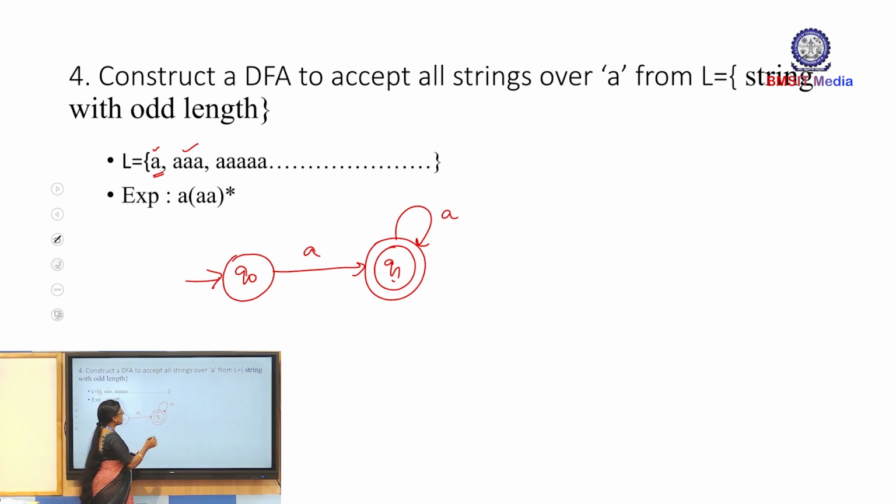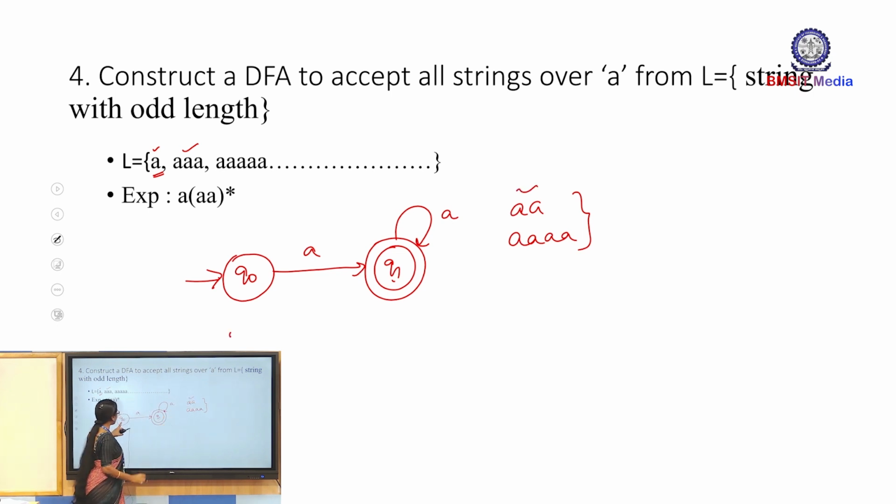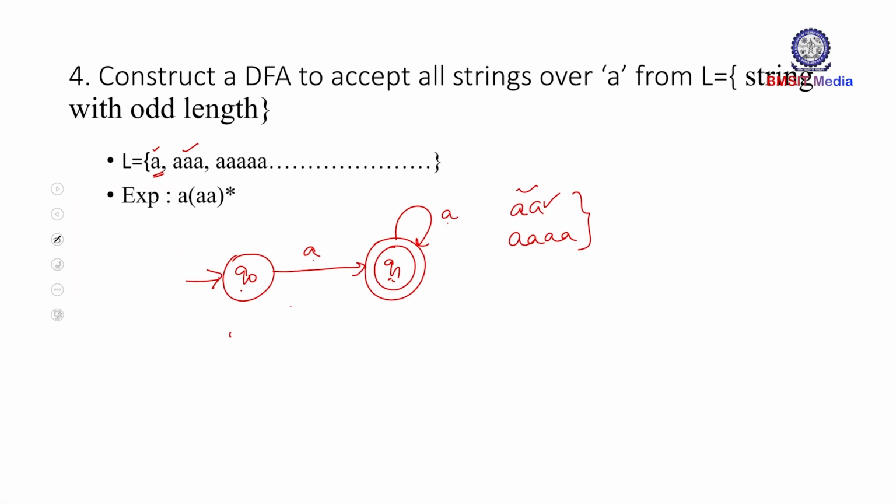But then you can see that if I have 2 A's, or 4 A's, which are even length, all of these would be accepted with this DFA. So how will it accept 2 A's? I'm here in Q0. On accepting an input A, it goes to the state Q1. On accepting the next input A, it stays in the final state, which is Q1, which means that the even length string is accepted here. So this should be the invalid design. So what else is possible here? Now let me go to the next one.